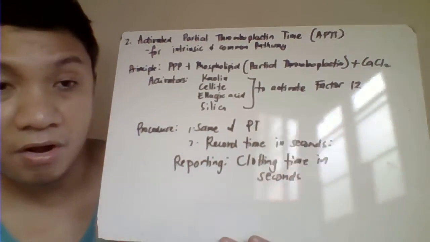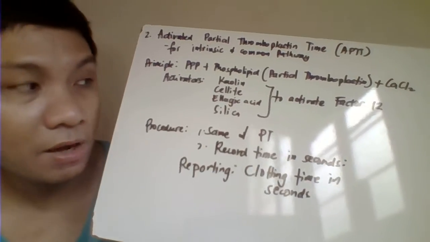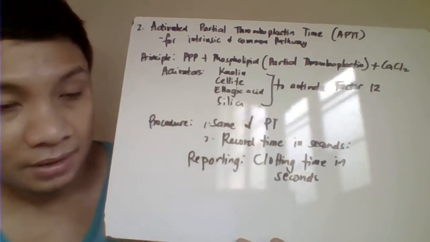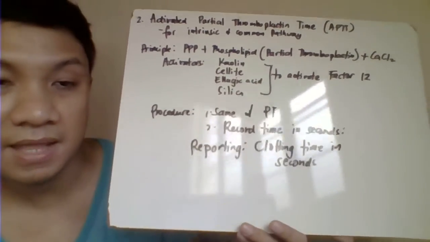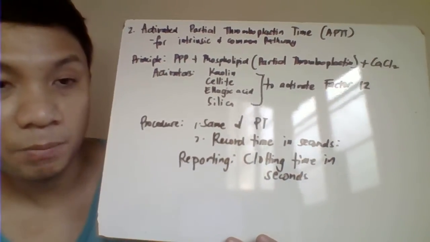again, those are activators because your intrinsic pathway includes your factor 12, 11. Factor 12 is your contact factor. So that one will only be activated upon contact with negatively charged particles like this one. Okay, so procedure, same as our prothrombin time. Just be needing here the platelet-poor plasma.